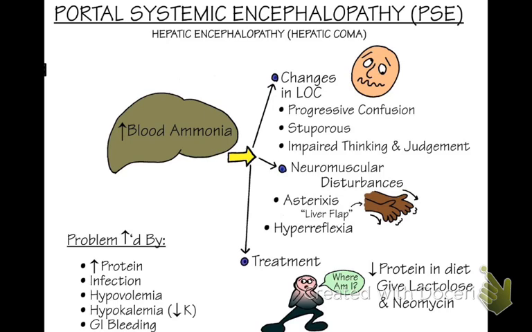Well, it's increased by increased protein, right? Because what is protein? Made up of amino acids. So you're going to see an increased risk if they have infection, hypovolemia, hypokalemia, or a GI bleed. There's a chart, I believe it's 4311.